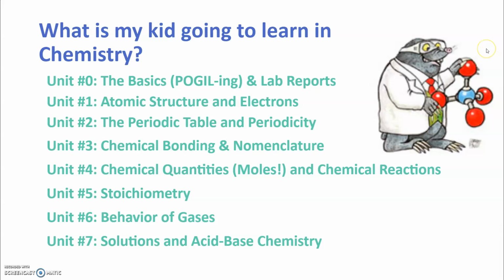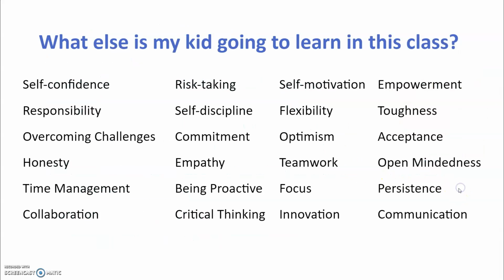The stuff that we'll cover in this introductory chemistry class includes atomic structure, periodicity, bonding and nomenclature, chemical quantities, stoichiometry, the behaviors of gases, and then looking at solutions in acid-base chemistry. So kind of a broad scope, not super in-depth at this level, but it's a really, really good foundation for moving forward into more advanced chemistry classes, whether that's here at Rocky or in college.